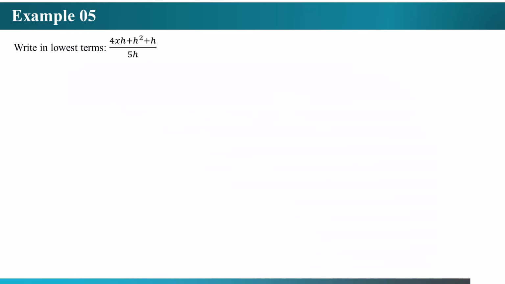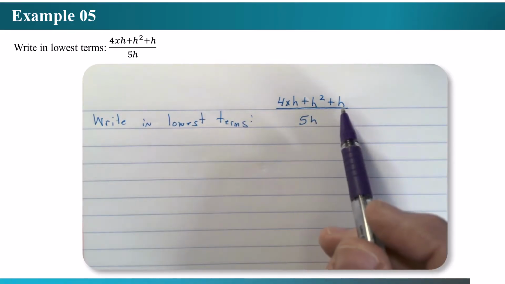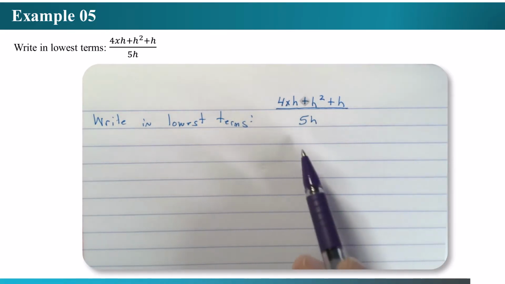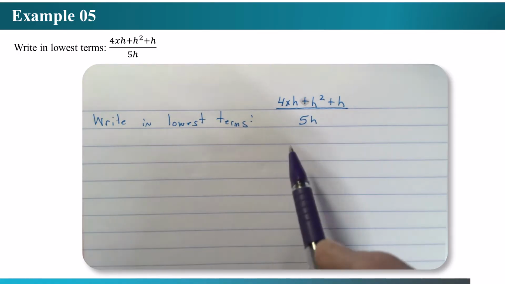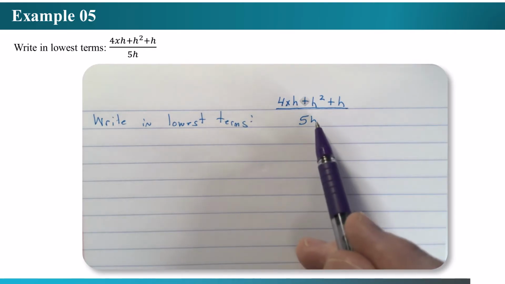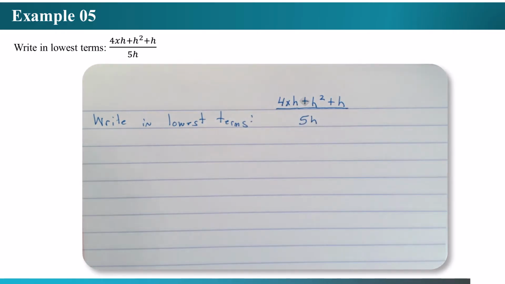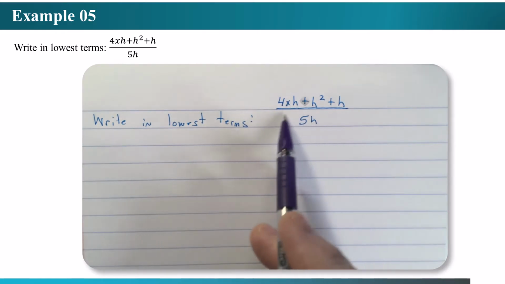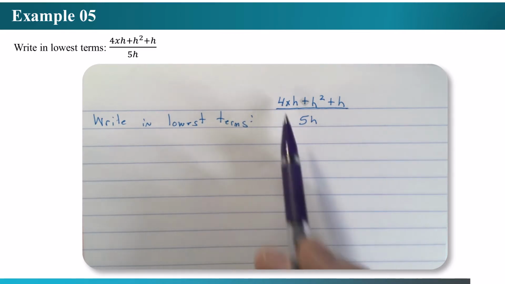In the next example, we want to write this in lowest terms. In this case, we've got 4xh plus h squared plus h, all of that in the numerator, divided by 5h in the denominator. Now, what we want to do here is cancel out any common factors we have between the top and the bottom. It may be tempting to say that we can cancel this h with this h that's occurring right here, but remember, this is a factor of the entire denominator. We can only cancel that with a factor of the entire numerator.